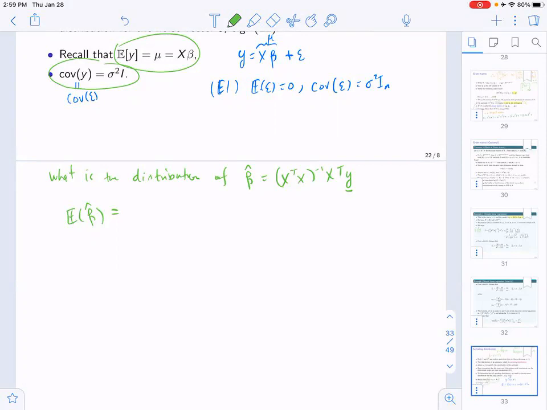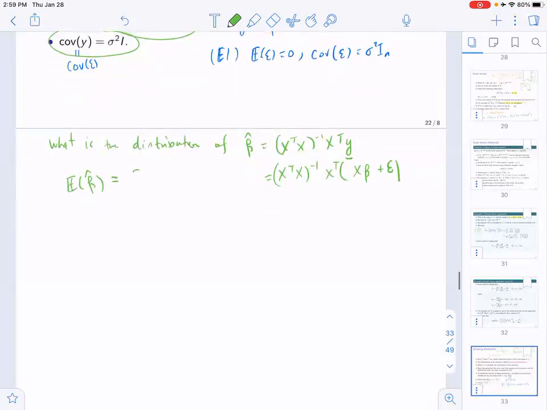Would you just plug in x beta for y, and then you can cancel out some of the terms there, because the x transpose and the x would go to 1. Okay, so I'm going to plug it in here. x beta plus epsilon. Yeah, so that's the definition. Right. And then I get x transpose x inverse x transpose x beta plus x transpose x inverse x transpose epsilon, right?